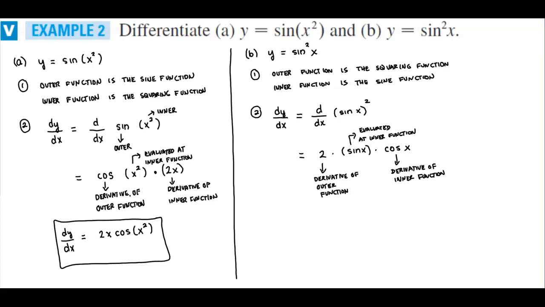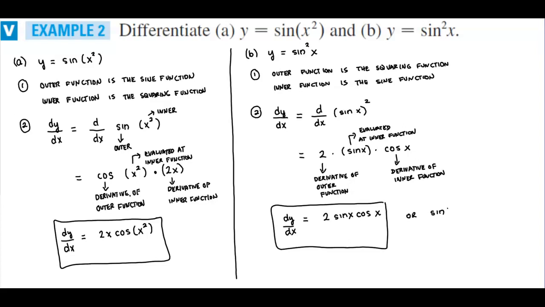Okay, now if we want to write this out as the derivative, then we know that the derivative with respect to x is going to equal 2 times the sine of x times the cosine of x. Or recall that this is a trigonometric identity known as a double angle formula. So this can also be written as the sine of 2x.